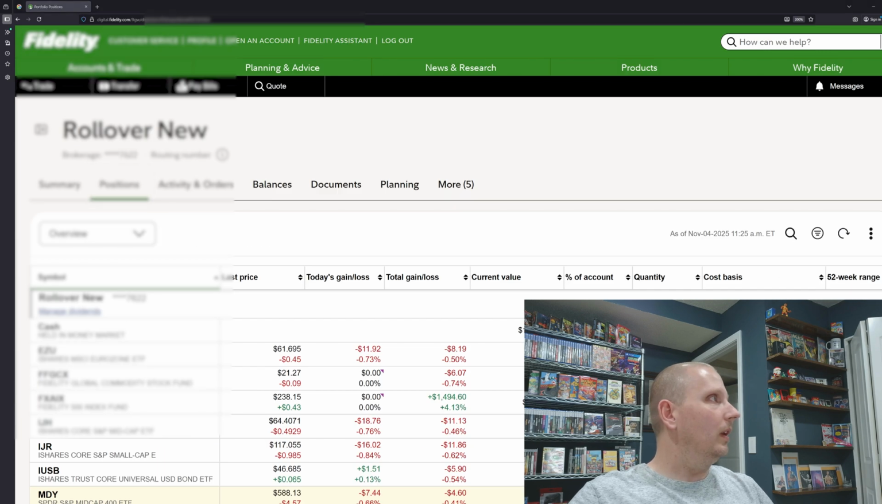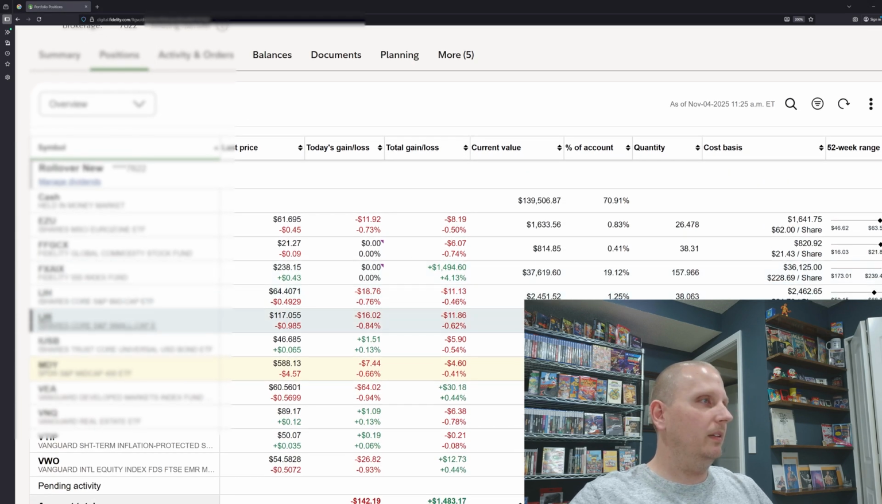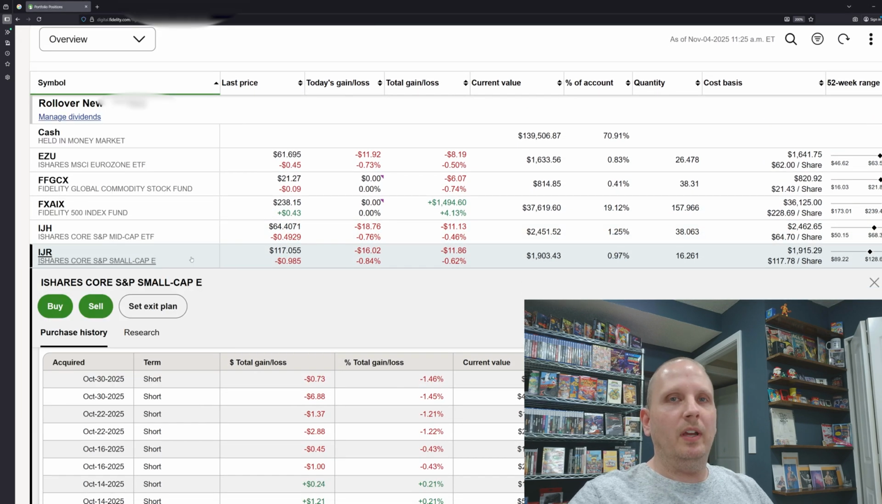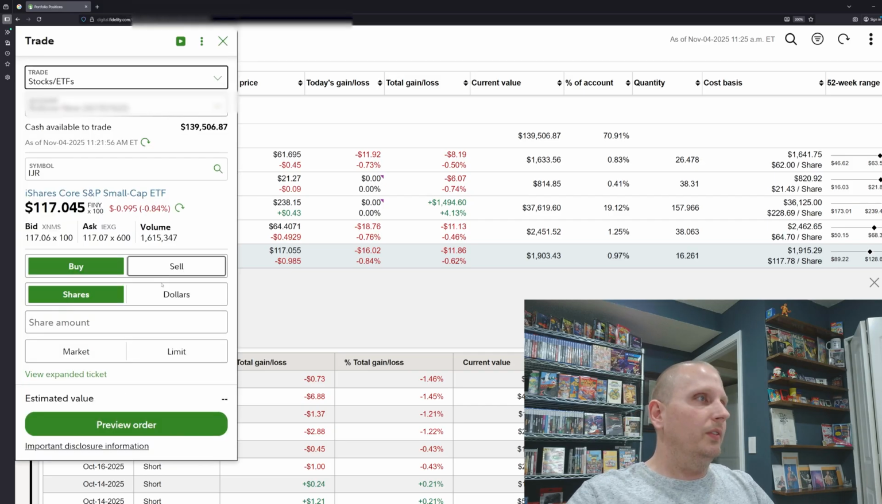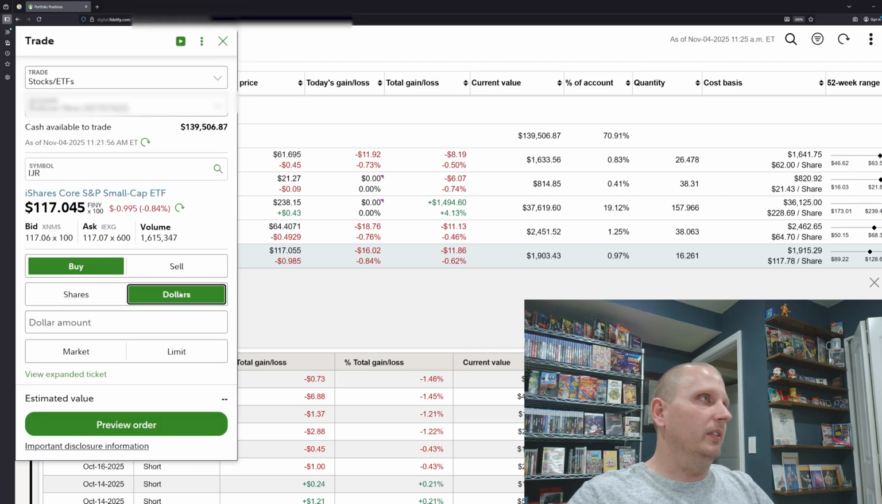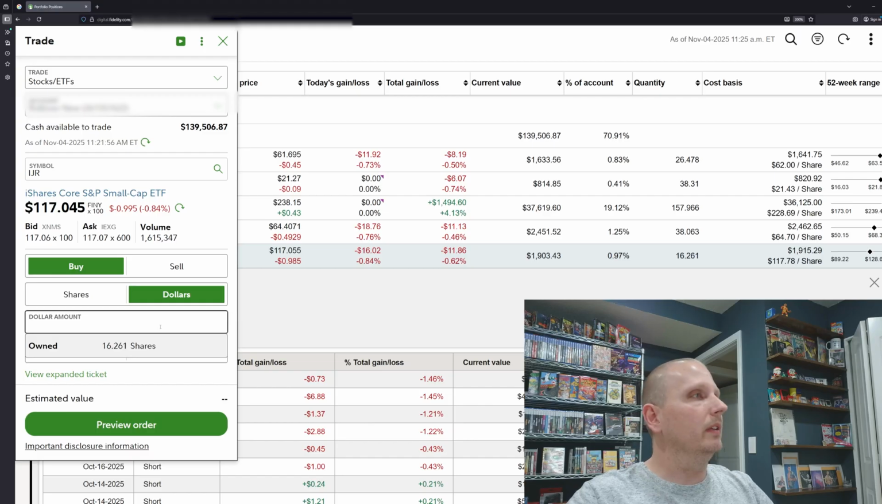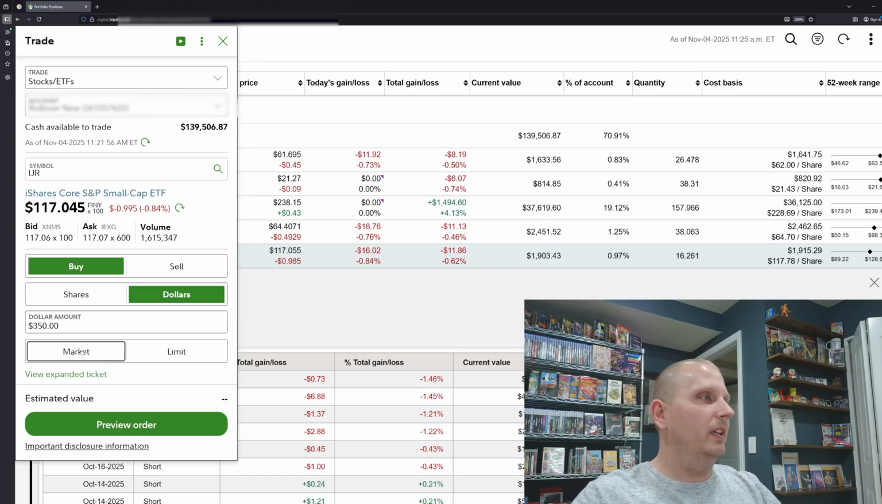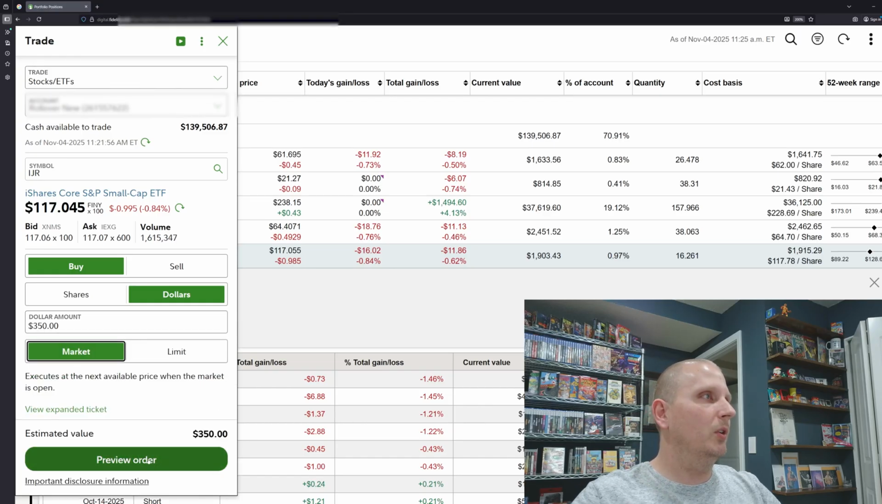So the next one that I am going to buy today, this is a small cap IJR. So when they're talking about a small cap or a mid cap or a large cap, the cap means capitalization, market capitalization. And all that means is what the company is worth. So if you took the stock price and multiplied it by the number of shares outstanding, that would give you the total market cap for that company. So this one again, this one's another ETF. So this one is going to execute immediately. All right, we're going to do 350 on the IJR, the small cap.